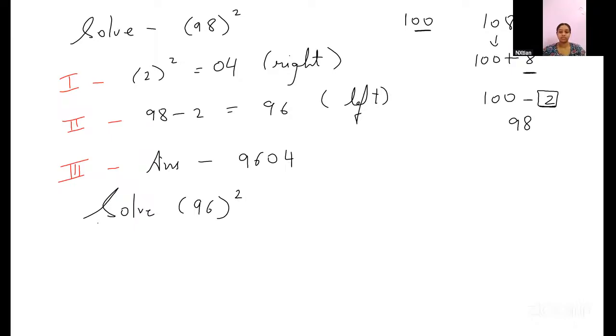Ma'am, what if the number is closer to 10? Then we take the base as 10. Or will the base be 0? No, the base will not be 0. It will only be 10, because it starts from 10. The lowest base is 10. Okay, ma'am, can you give us one question with a base near 10?